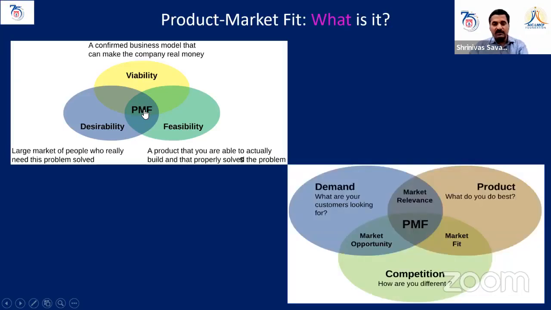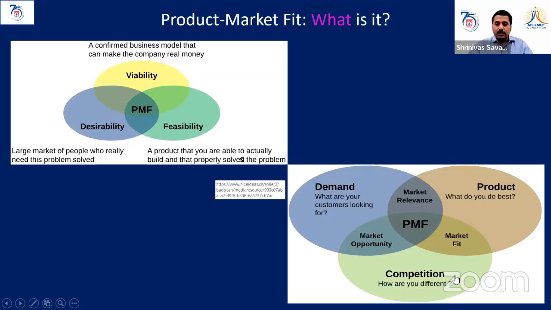You can see it from a different angle as well: look at what the demand is. What is the customer looking for? That is called the customer demand, and it also represents the market opportunity.